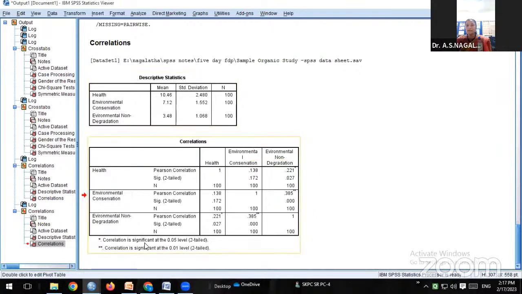This is how they have mentioned it here. See, there is 1 star. It is about the 5% level of significance. If there are 2 stars, it is about the 1% level of significance. Okay, so this is the end of the correlation. Do you have any doubt? Please ask me.